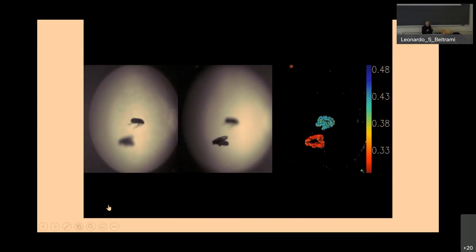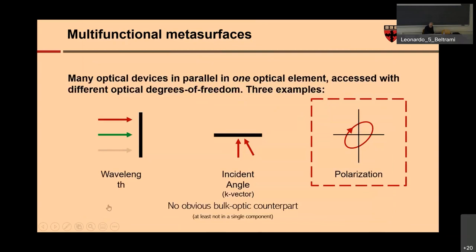These are fruit flies. So we think this has a lot of promise, and we are going to put in more effort in my group, because ultimately we want to have an impact on the imaging part for this technology. I'm going to move quickly to multifunctional metasurfaces.